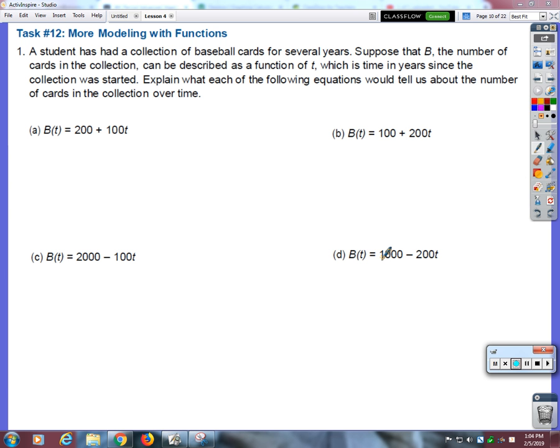All right, so I believe that we're doing more of the same stuff here, okay? Where we're trying to make connections between equations and what they are supposed to represent. So this says a student has had a collection of baseball cards for several years. Suppose that B represents the number of cards in the collection, and it can be described as a function of t, which is time in years since the collection was started. Explain what each of the following equations would tell us about the number of cards in the collection over time.